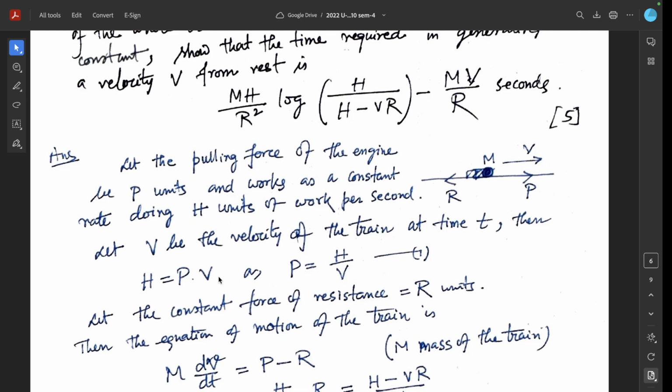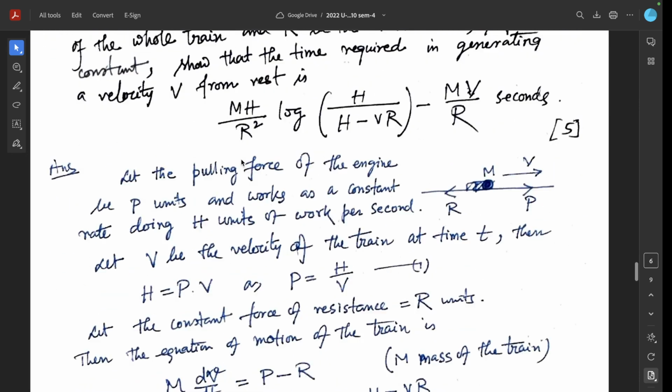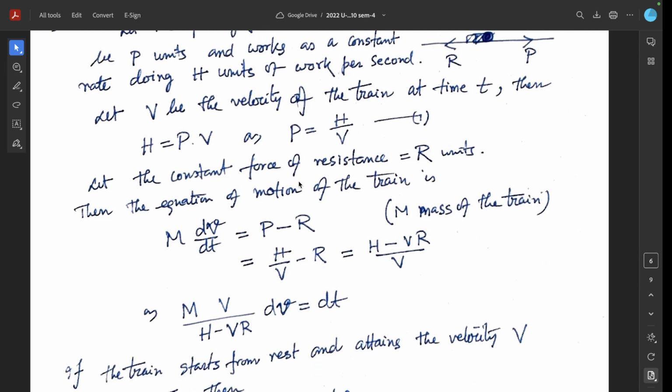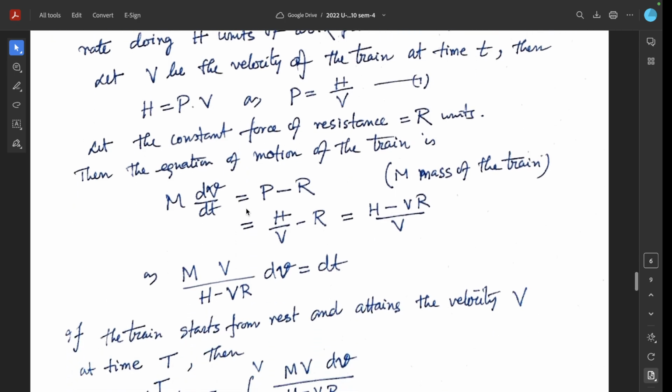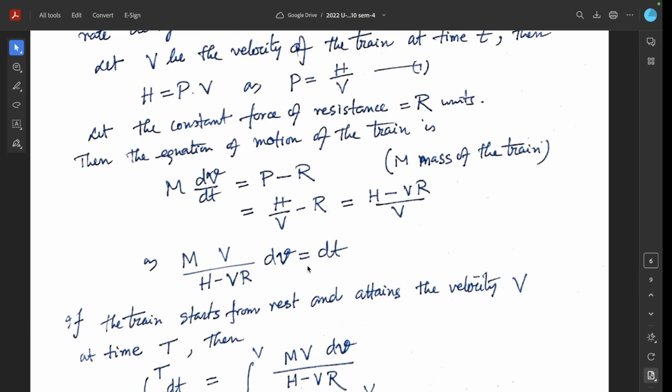Then H equal to P into V, force into velocity, is the work done per second. So P, the pulling force, equal to H by V. Let the constant force of resistance be R units. The equation of motion of the train is m times dV/dt equal to P minus R. In the positive direction is P, and in the negative direction R, so P minus R. We put all these values, and after simplification we get this.